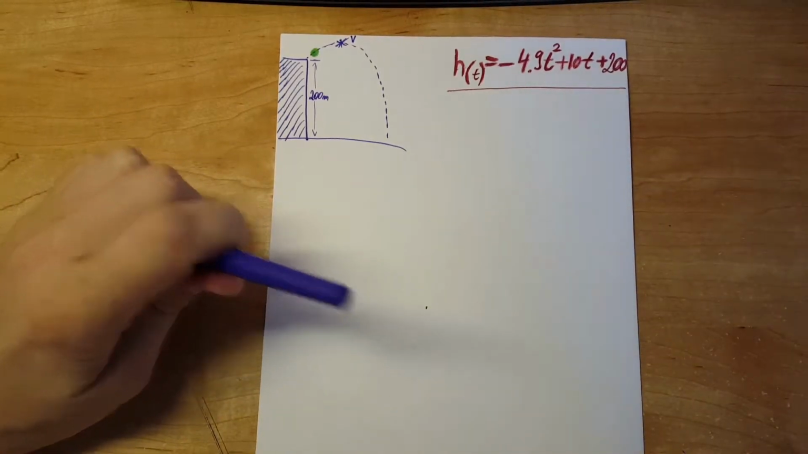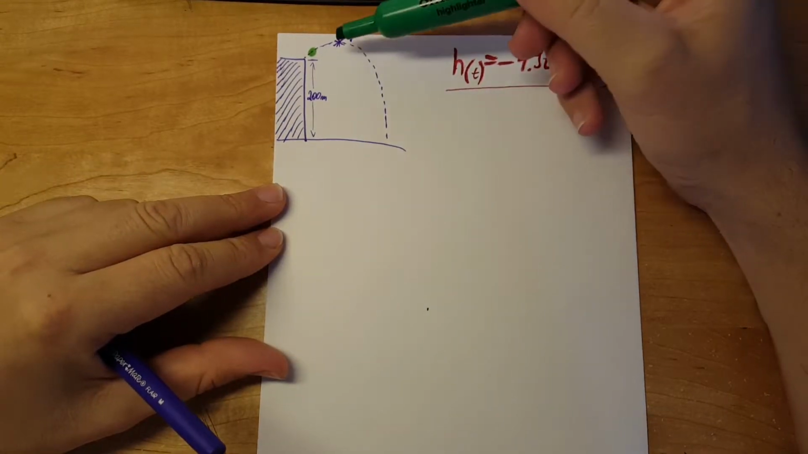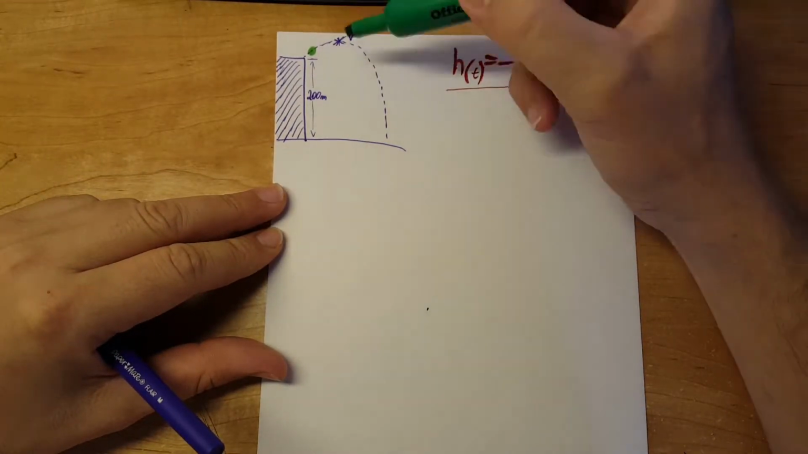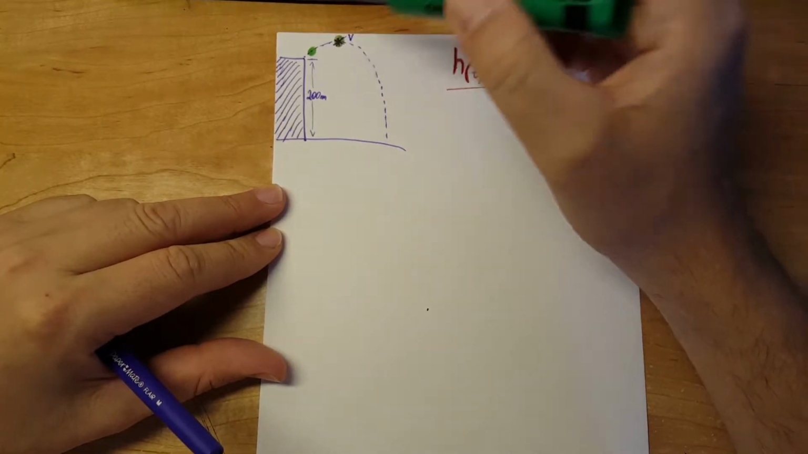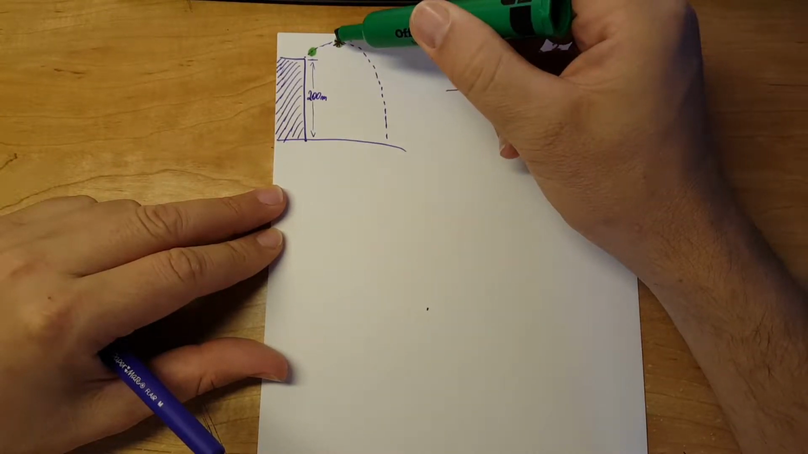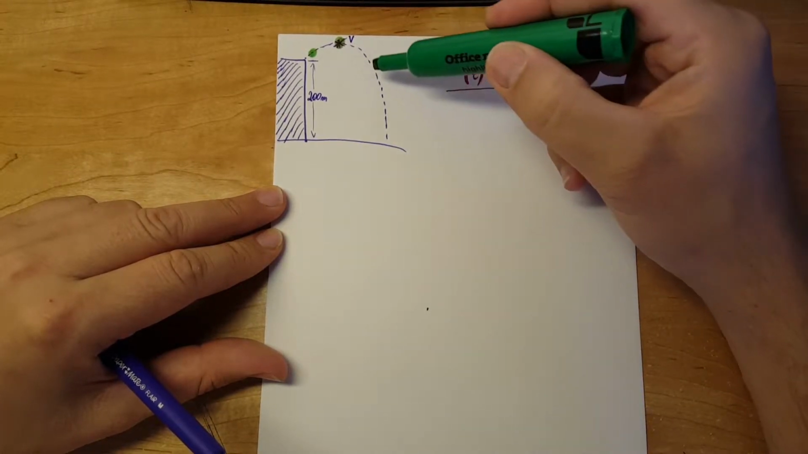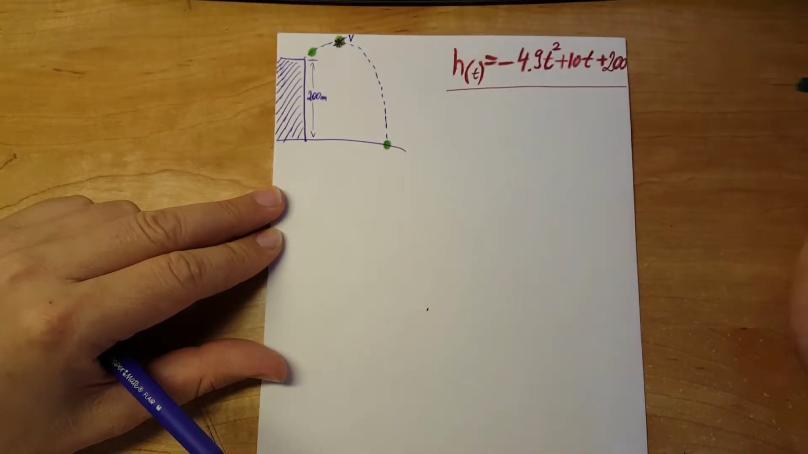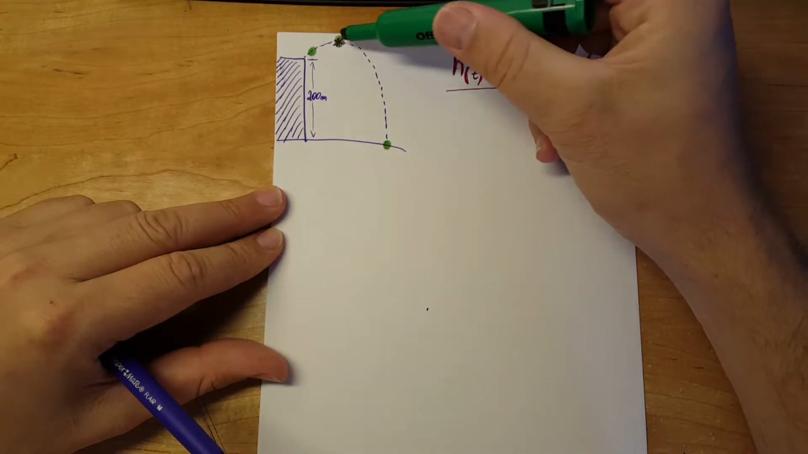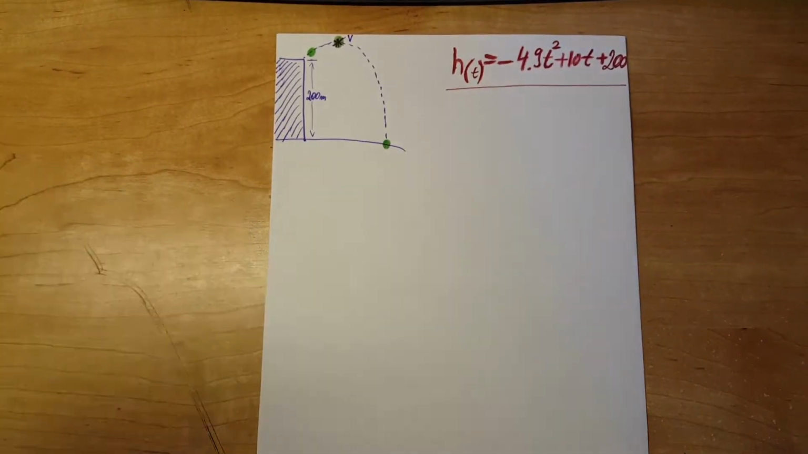Okay, and this problem is asking us three things. It's asking us the time where the projectile is gonna reach the maximum point. It's asking the height where the maximum point will be reached, and it's asking us the time at which the projectile will hit the ground. It's asking us these three things.